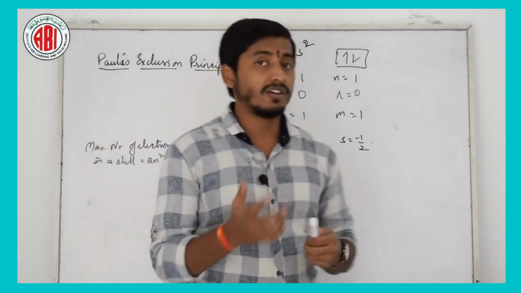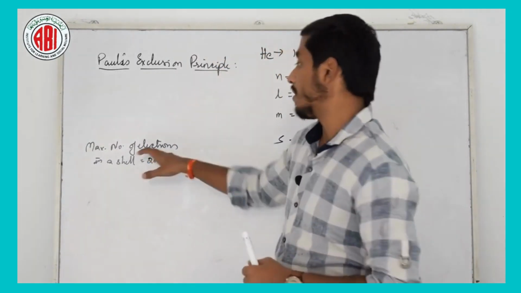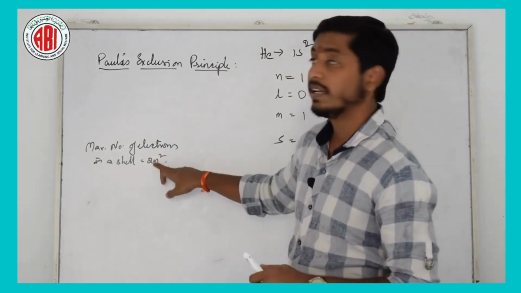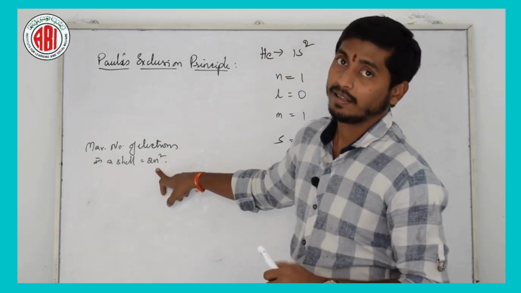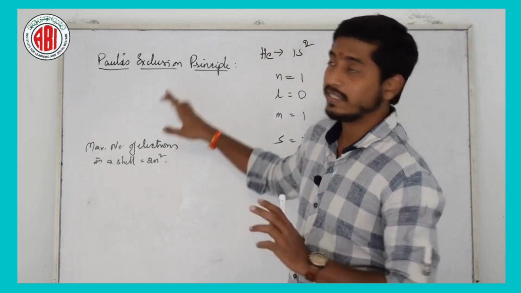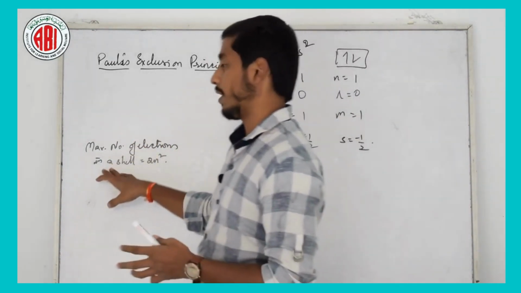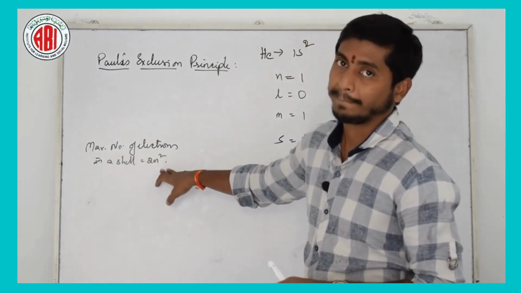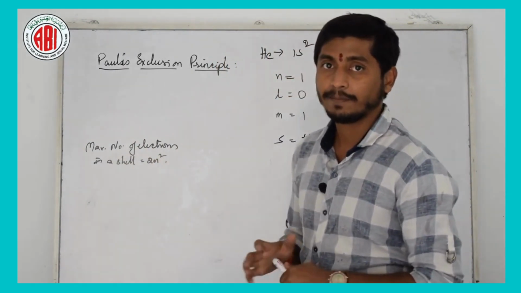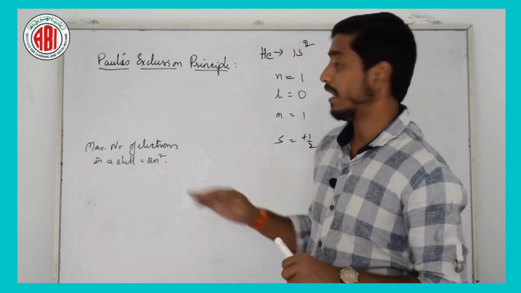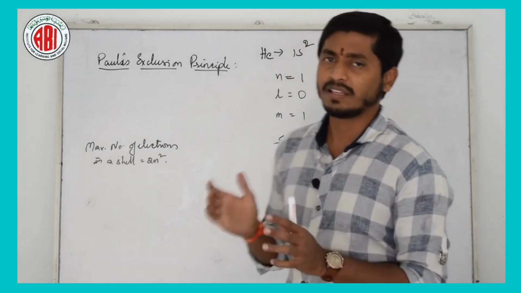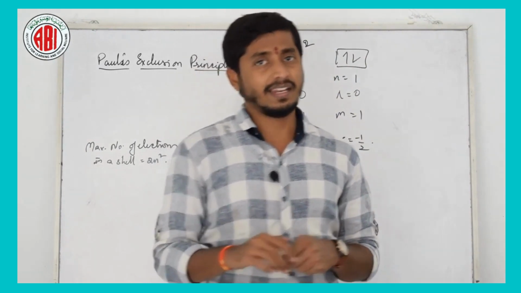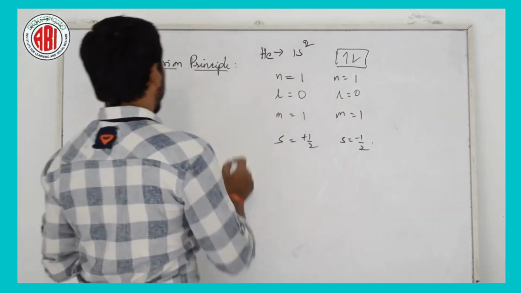And we can also generalize that the maximum number of electrons in a shell can be 2n square, where n is principal quantum number, right? Is it clear? He generalizes that the maximum number of electrons in any shell can be 2n square. Did you understand? Where n is number of orbit or nothing but the principal quantum number. Is it clear? And the next theory we have to discuss is Hund's rule.